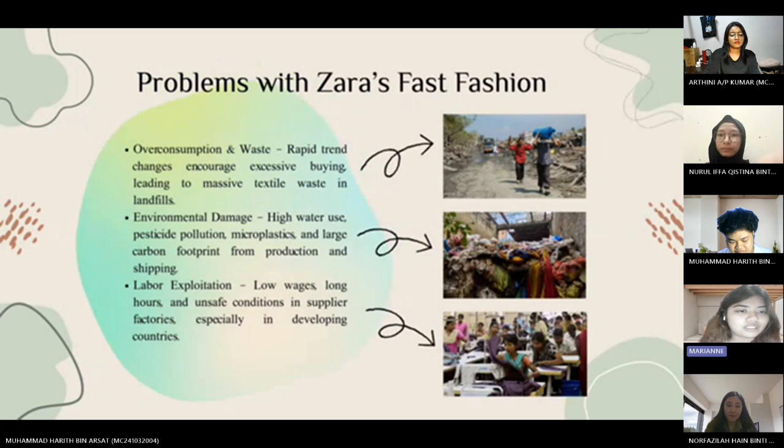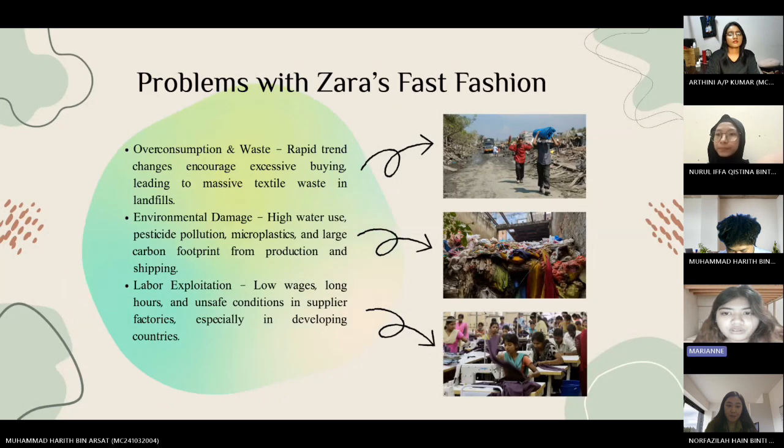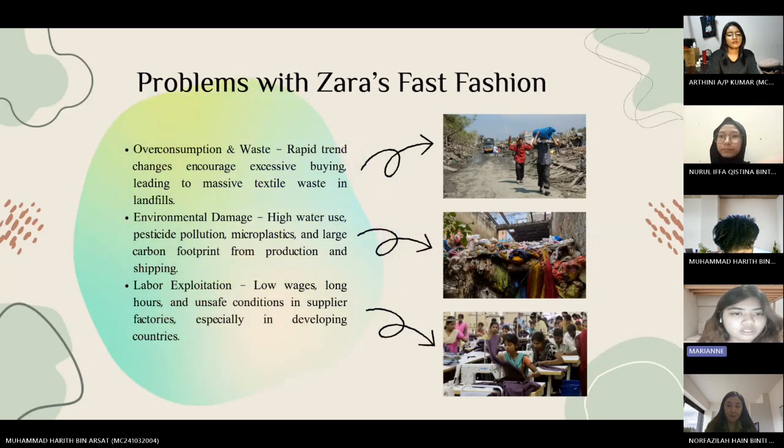The next one is the cost to the environment is immense. The creation of Zara's clothing requires significant quantities of water, energy, and chemicals.